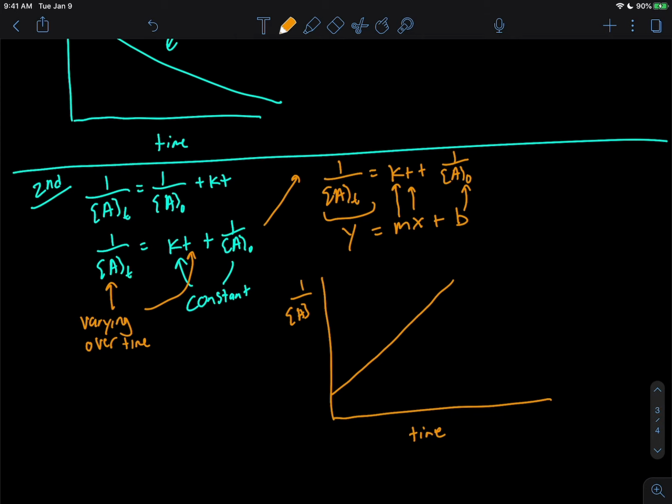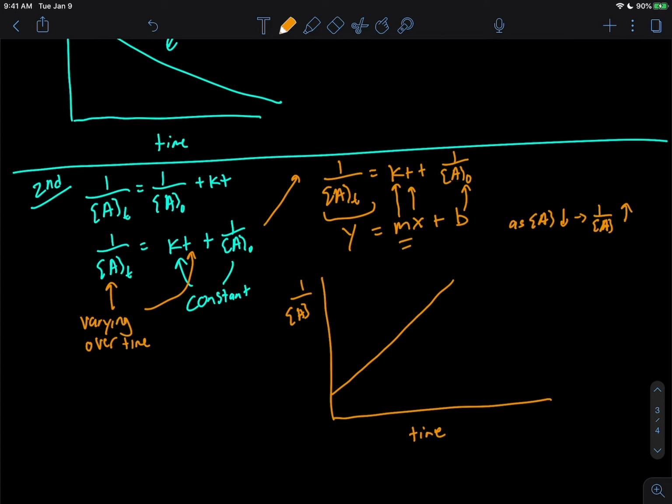And again, this is because we're looking at inverse concentration. As the concentration of A decreases, the inverse of that concentration is going to increase, right? If you go from 1 to 0.5, your inverse concentration goes from 1 to 2, because it's 1 over 0.5. So that's why it makes sense that our inverse concentration is increasing over time.